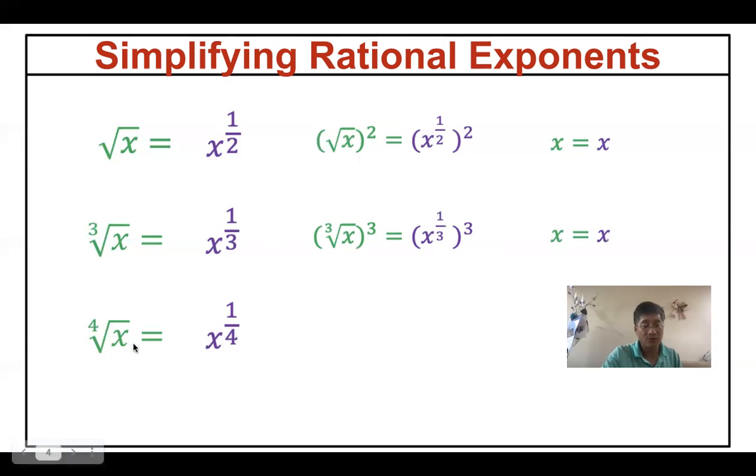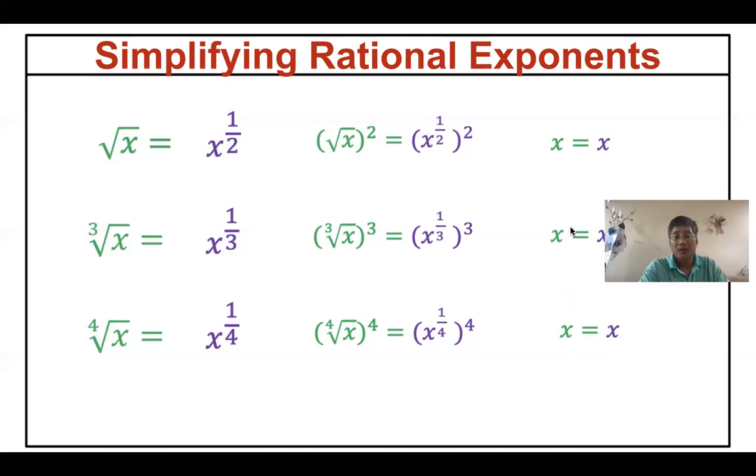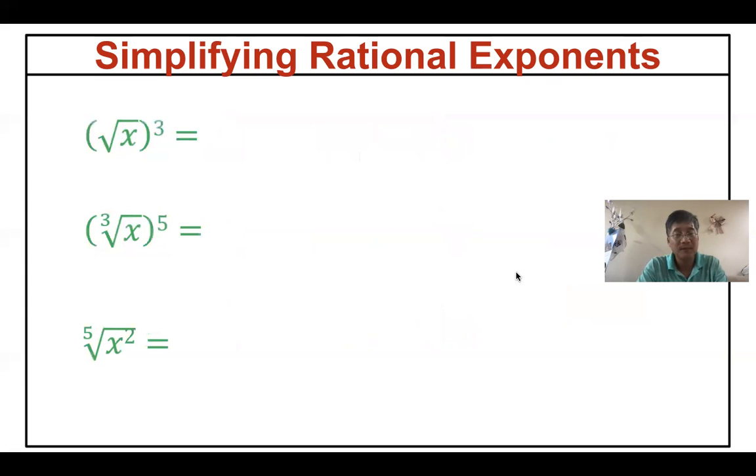Then how about the fourth root? The fourth root is x to the 1 over fourth power. You should do the fourth power. Then it becomes x equal to x. Does everybody understand?